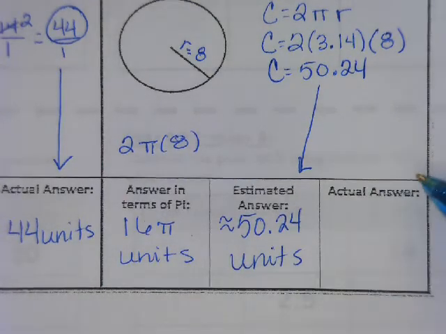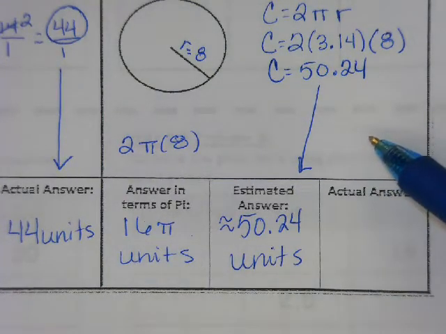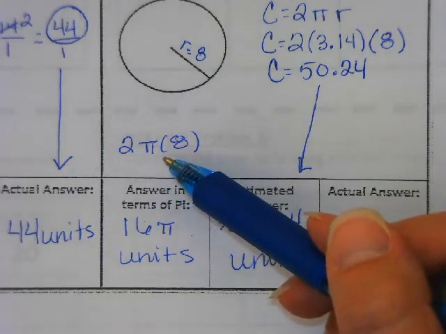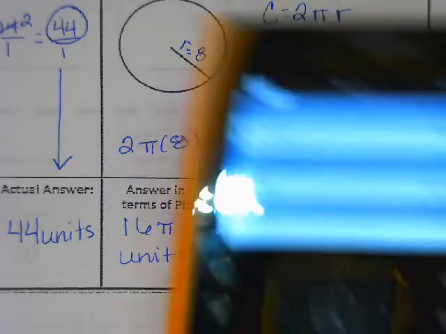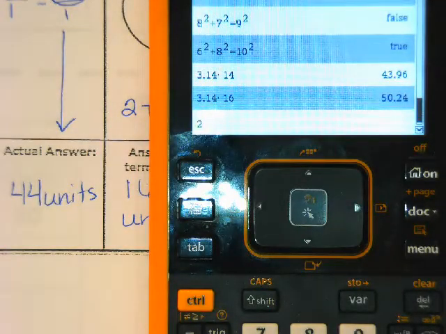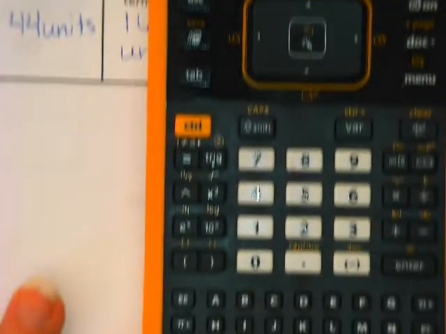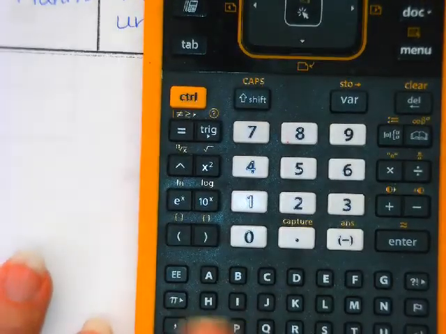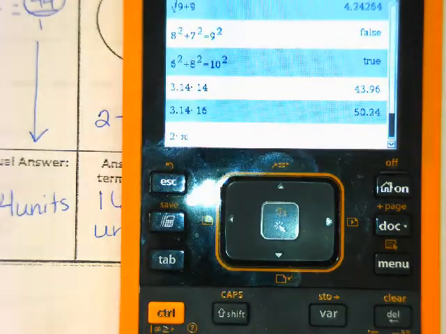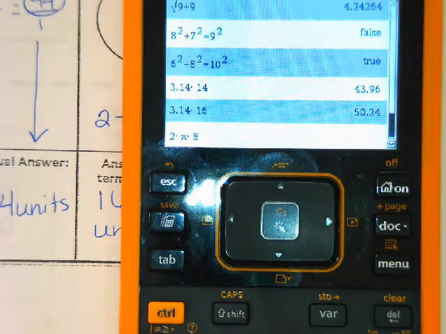Did you know there's a pi button in the calculator? There is. So we could do this. We could say 2 times, and look, if you go way down here to the bottom by the H, there's a pi. And if you click that, you get these options. So we want to hit enter for pi. And then we say times 8.